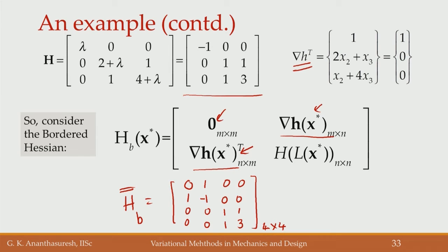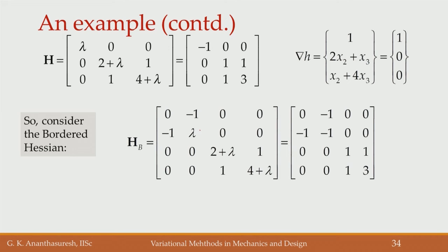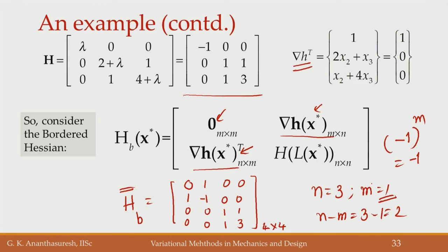Now, we have to look at the last n minus m principal minors, again n equal to 3 here and m equal to 1. So, n minus m equal to 3 minus 1 equal to 2. The last two principal minors, and they should have a sign of what? -1 raised to m, right. In this case m equal to 1, so it will have -1, they should be negative. The last two principal minors should be negative, right, that is what we need to have. So, we have written it again in terms of lambda, but then lambda in our case is -1. So, if we do all that, we get what we wrote in the previous slide, right.